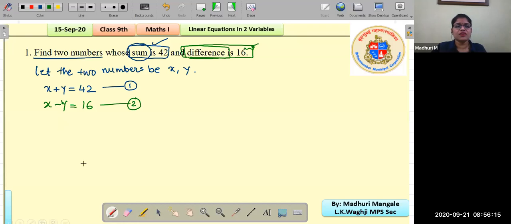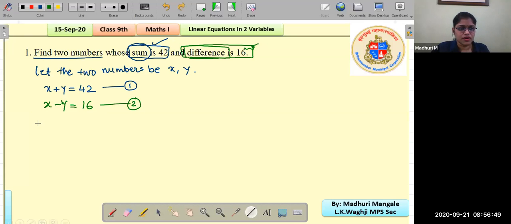How do we begin? We look for like terms. We look for terms where the coefficients are same. Here we can see x terms have same coefficient, y terms have same numbers with different signs. So what can we do? Either we can add, either we can subtract. The best way here is to add, because we can see y terms are having opposite sign. One is positive y, other is negative y. So adding the equations, we can eliminate the y terms.